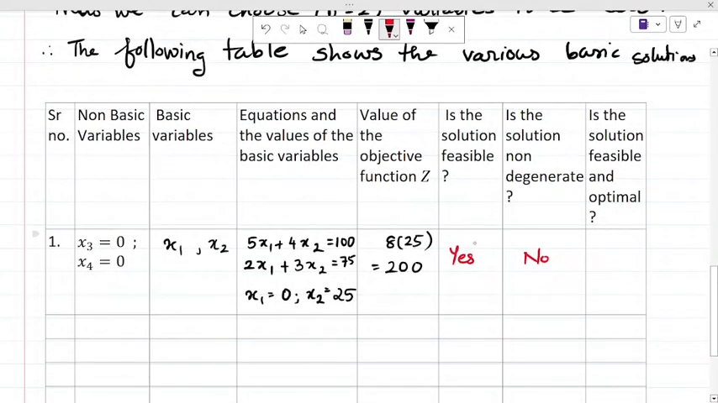The last column, is it optimal and feasible? We will write it afterwards. Here you can straightforwardly say it is not going to be the optimal. We will see how, and whether it is feasible or not, we will come to know later on.